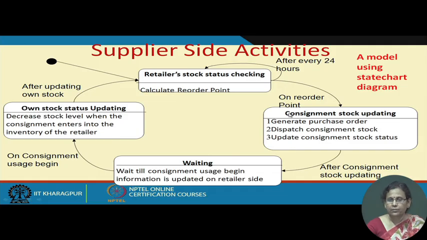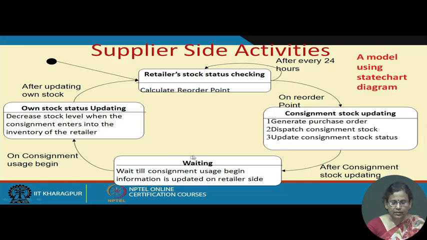as I have already explained, now it is time for the supplier to send the consignment stock. So, what will the supplier do? The supplier will first generate the purchase order, then dispatch the consignment stock. While dispatching the consignment stock, there will be a physical flow, but the corresponding information flow is that it has to update this consignment stock status in its own inventory system. The supplier will update the consignment information in his own system.